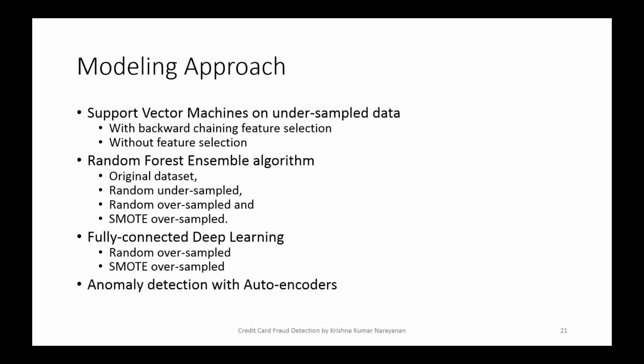What are the modeling algorithms used? I used the following approaches. I started off with support vector machines on the undersampled data set. I did it once with backward chaining feature selection and once without feature selection for comparison. Then I did the random forest ensemble algorithm with all 4 data sets, followed by a deep learning approach with a fully connected neural network, using the random oversampled and SMOTE oversampled data sets.